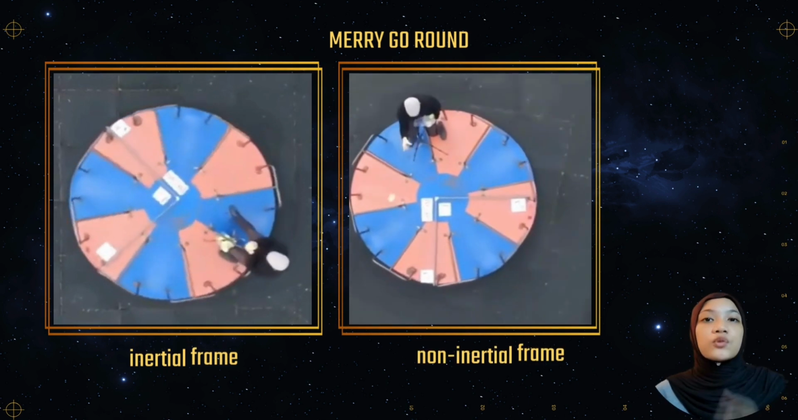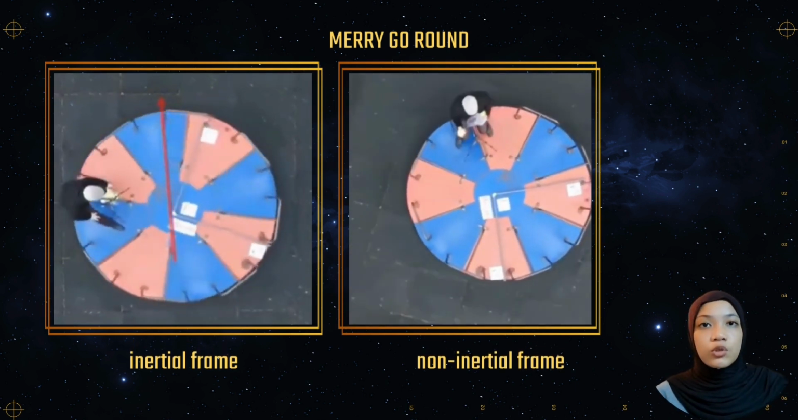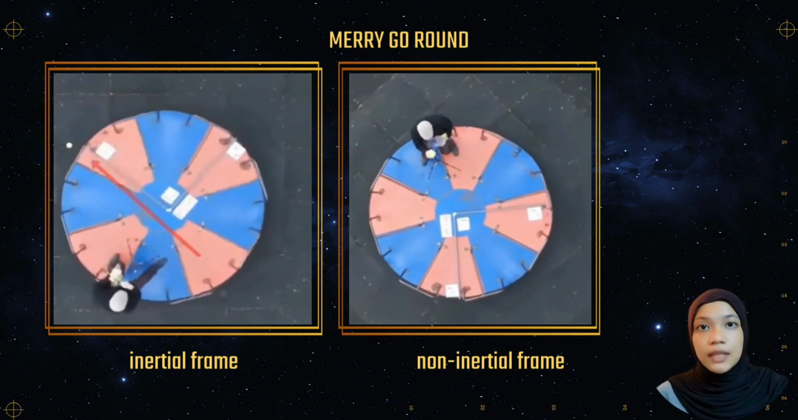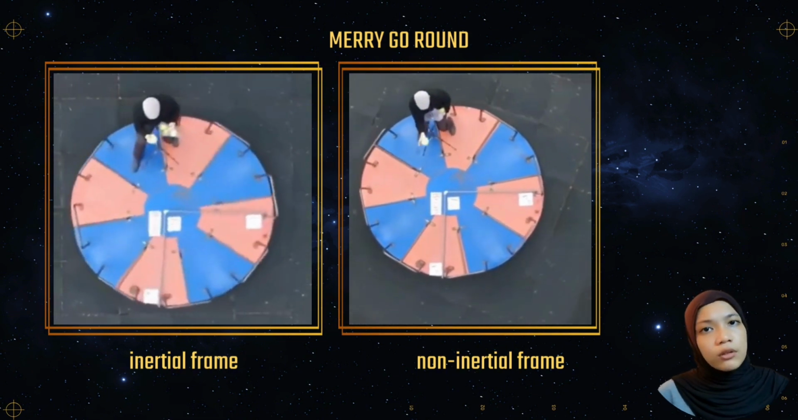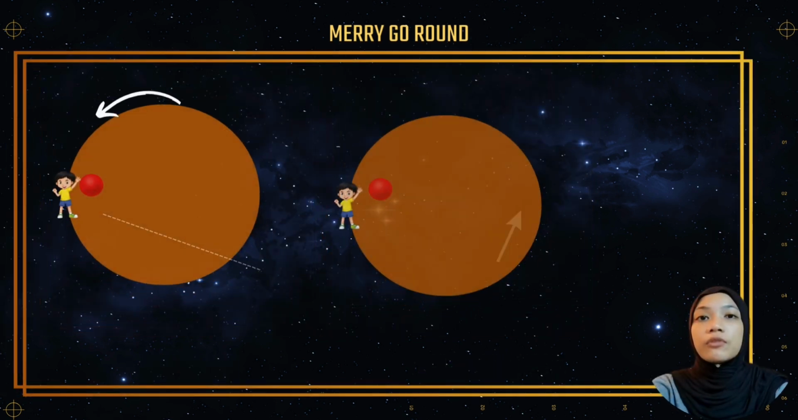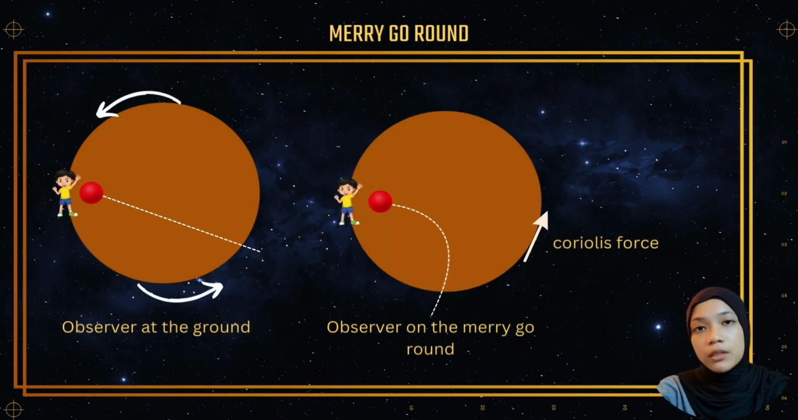The video shows two situations. The first video shows that the path of the ball thrown was in a straight line, while the second video shows that the ball's path was curved. How does this happen? Well, let me explain. The first video shows the perspective of an observer on the ground. The ball moves in a straight line due to its inertia, assuming no other forces act on it, which makes the observer see the path of the ball in a straight line.